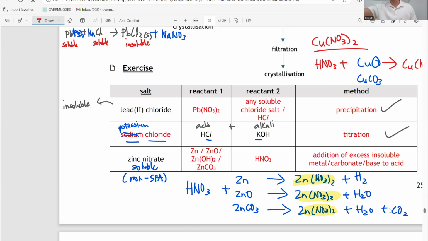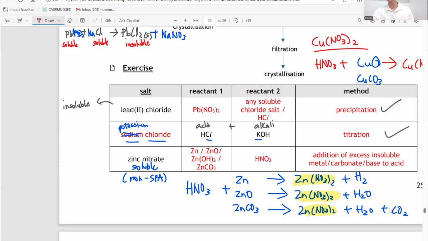Acid and metal, acid and carbonate, acid and base. Any of these three can form the salt. Now, what do I mean? We use this example of zinc nitrate here. If I want to form zinc nitrate, I can actually choose how I want to do it.